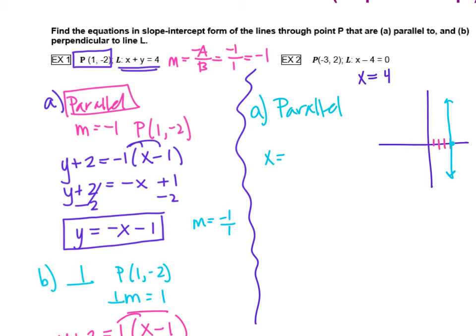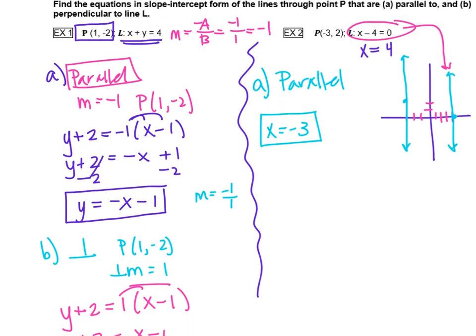So let's plot the point that they gave us, negative 3, 2. We want the equation of the line that's going through this point but is parallel to the given line. This line is right here. So it's going to be x equals, all you have to do is look at the x-axis to see where you're crossing the x-axis, and it's crossing at negative 3. So x equals negative 3 is a parallel equation. And it makes sense. They kind of look the same. One is x equals 4, one is x equals negative 3. Those are going to be parallel to each other.